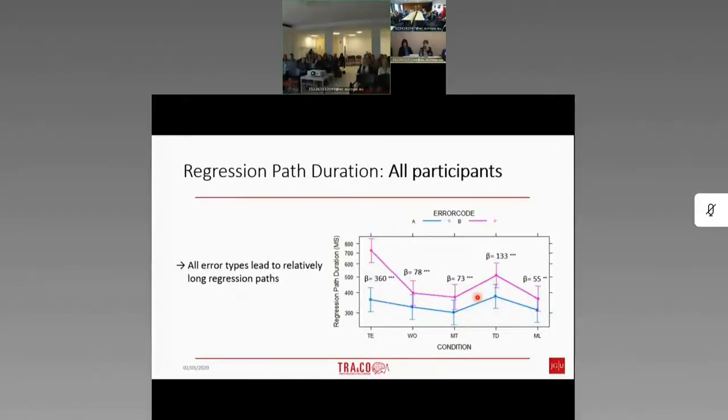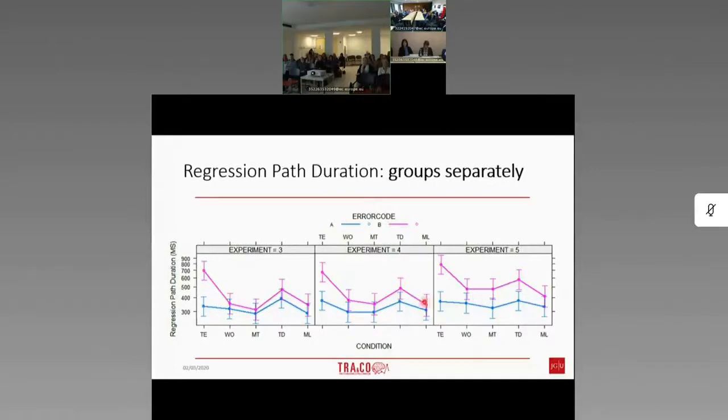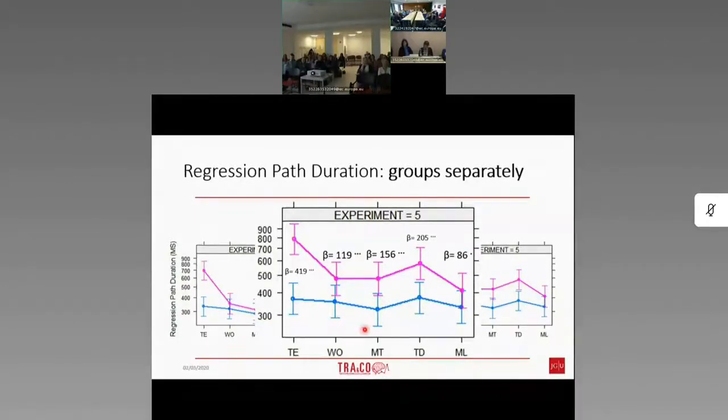And this is the regression path duration. You remember I told you that from the first contact through the regression until they move beyond that word to the right, all errors lead to longer regression path durations. And if we look at the groups separately again, we can see that there are differences, but really what we're interested in is the professionals, and we can see that very clearly all errors lead to longer regression path durations. So the comparison is always the blue against the pink, and we can see that, for example, for the easy transposition, the recovery from that error takes about 400 milliseconds. For misalignment errors, it's only 86 milliseconds.